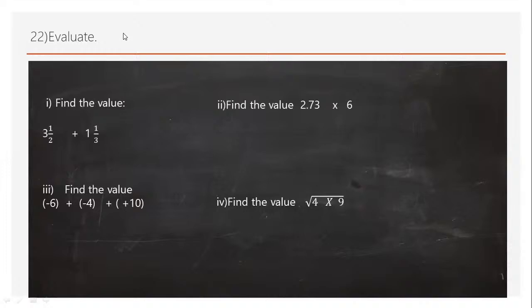Question 22: evaluate the fraction sum. You have to add this. First I will add the whole number parts: 3 plus 1, that is 4, plus 1 half plus 1 third.